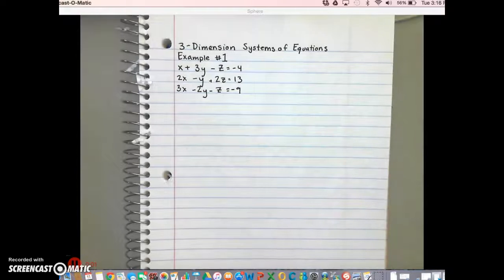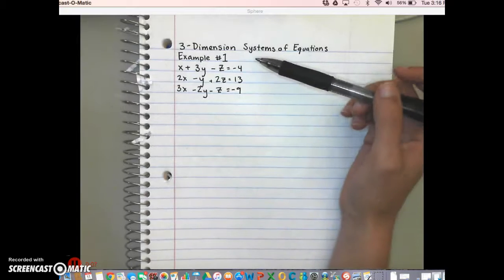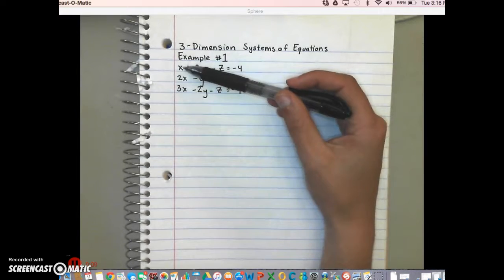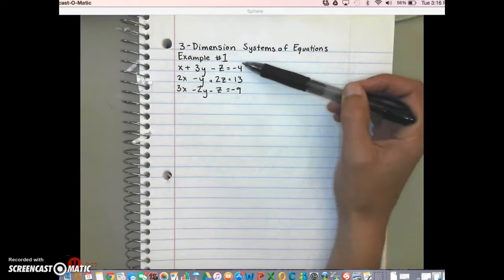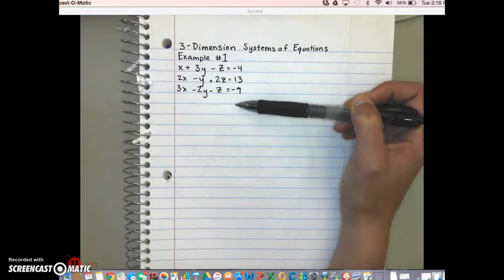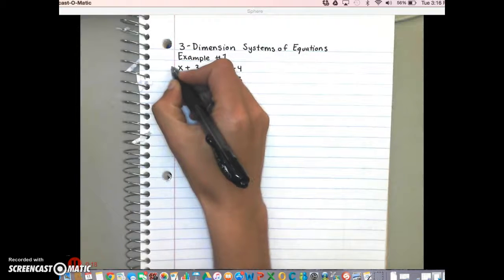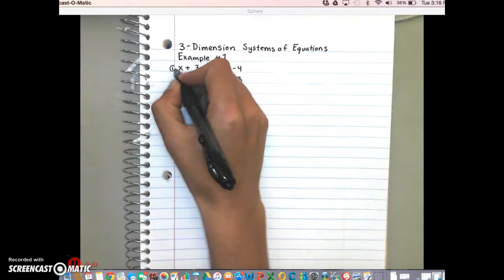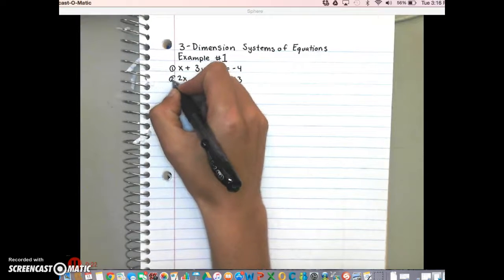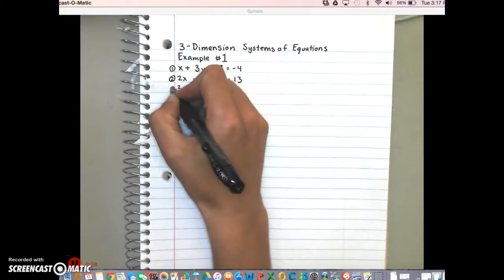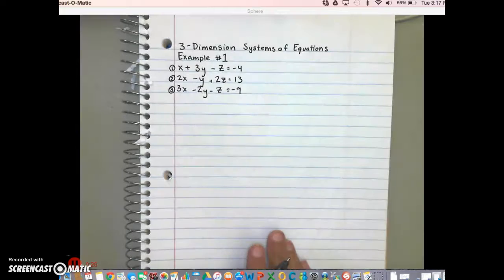The following presentation is on three-dimensional systems of equations. What makes this a three-dimensional system of equations is there are three unknowns, x, y, and z, and three different equations. What I'm going to do first is label each equation with a number, 1, 2, and 3, so it makes it easier to talk about them later on.